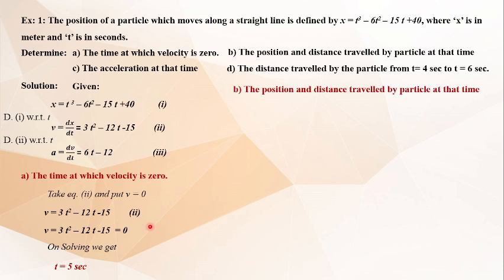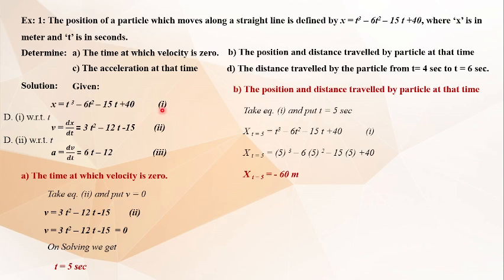The second thing we have to find out is the position and distance traveled by the particle at that time, that is, at t equal to 5, what is the position and distance traveled by the particle. As far as position and distance are concerned, they are related to the displacement, so we have to take equation number 1 and put t equal to 5 in that equation. So let us do this. At t equal to 5, x is equal to minus 60. Is that okay? So at t equal to 5 seconds, I got displacement equal to 60 meters.